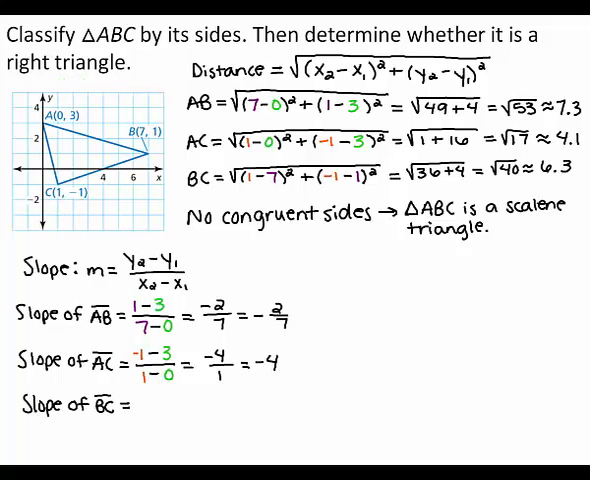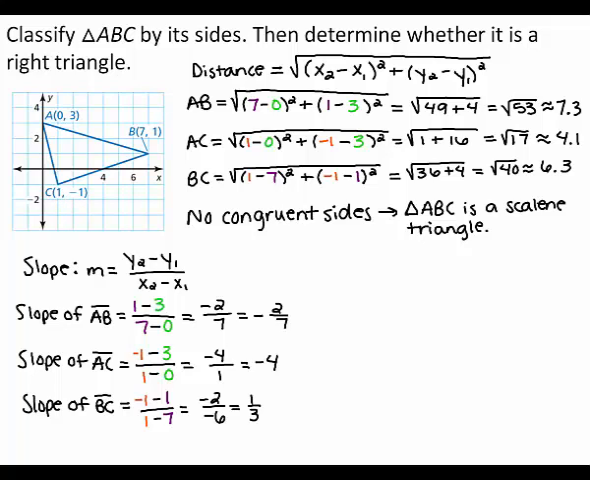To find the slope of side BC, let x1 equal 7, y1 equal 1, x2 equal 1, and y2 equal -1. You can substitute these values into the slope formula. When you simplify, -1 minus 1 gives you -2 in the numerator, and 1 minus 7 gives you -6 in the denominator. -2 divided by -6 gives you 1/3. So, the slope of side BC equals 1/3.